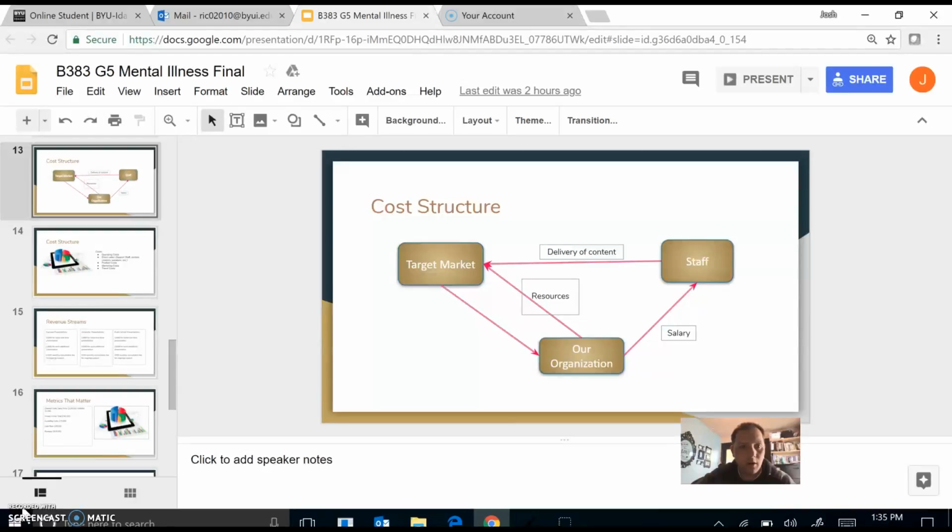I'm going to go over our cost structure and our revenue streams. Our cost structure, as you can see, is going to be a normal cost structure. We'll have an organization, we'll have a staff, and we'll deliver our content to the target market.